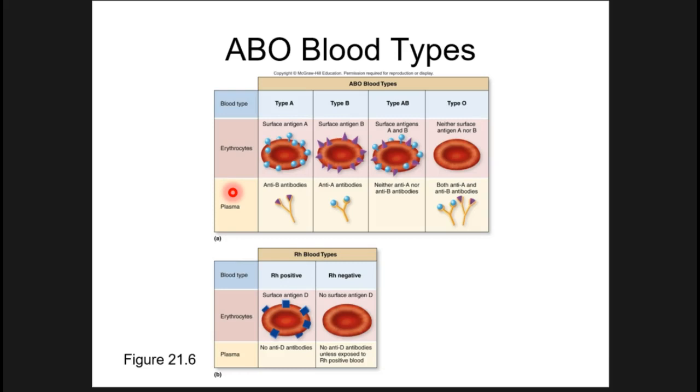They cannot receive. AB is the universal receiver. They can't donate. It's not that they can't donate. They can only donate to their own types or receive from their own types.